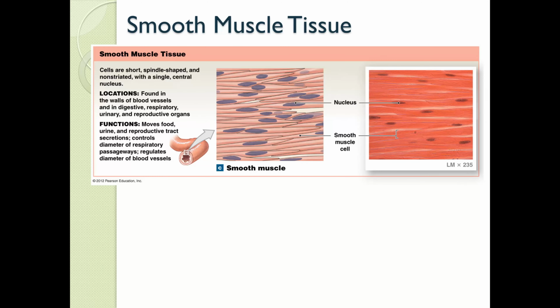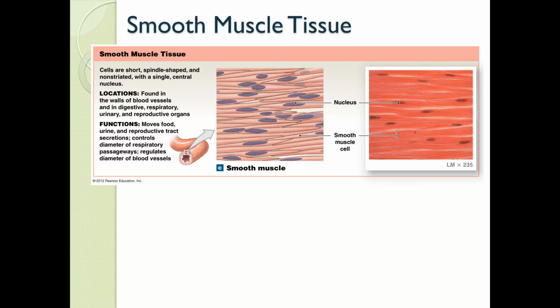And the last type is smooth muscle tissue. The cells in this type of tissue are short, spindle-shaped, non-striated with a single nucleus. You can find smooth muscle in the walls of your blood vessels. It helps them dilate and constrict. You can also find smooth muscle in your digestive, respiratory, urinary, and reproductive organs. For example, smooth muscle is responsible for moving the food you eat through your digestive tract.